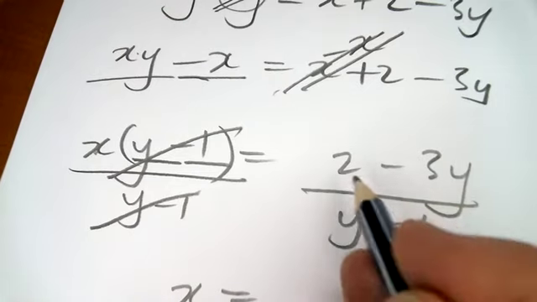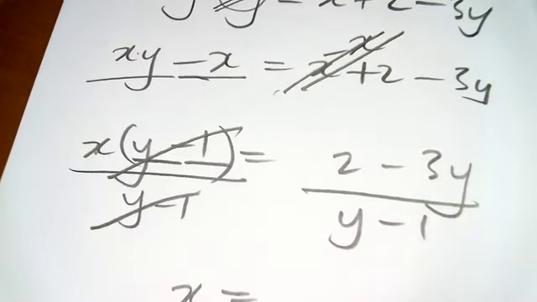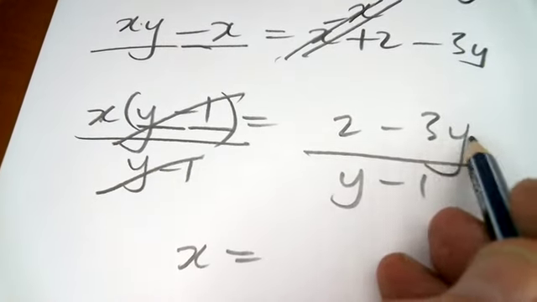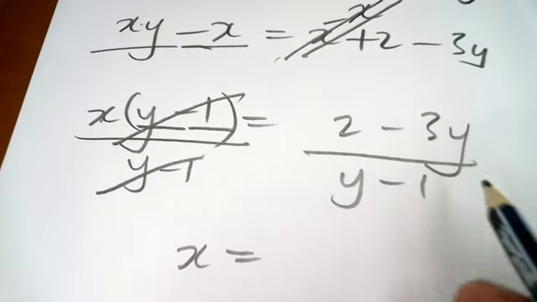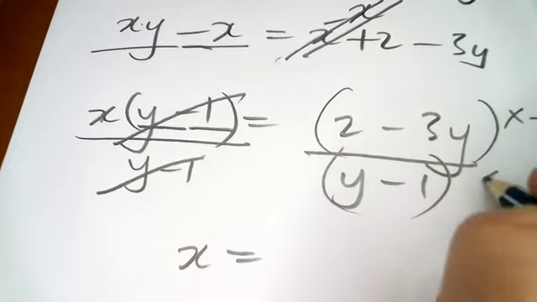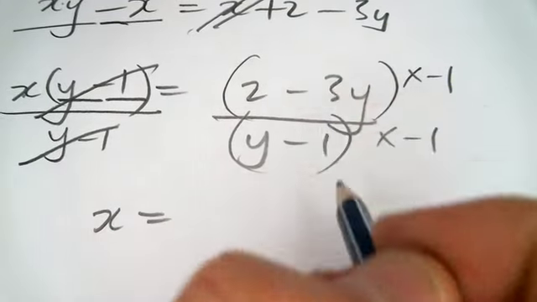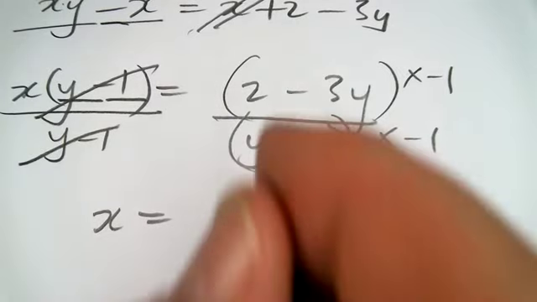and 1 times x is x. And now I've got 2 minus 3y over y minus 1. Well, that's actually a perfectly good answer. However, I'd like the 3y up front. So I'm actually going to multiply all of that by negative 1 and all of that by negative 1. I don't have to do this, but I prefer to have the 3y at the front. But then I'm going to have y minus 1.